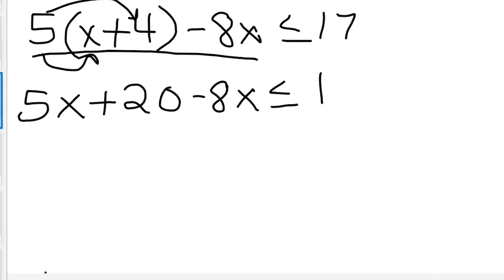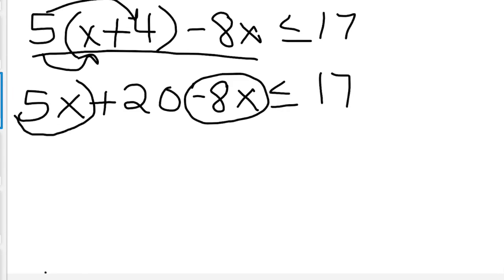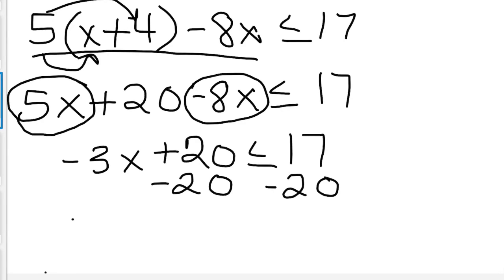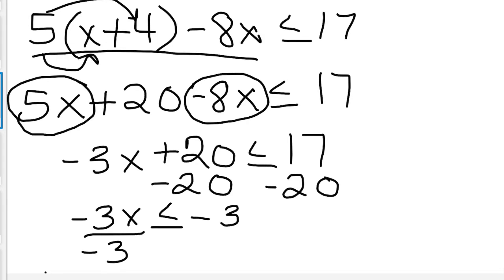We're still not ready to make zero pairs yet because we have 2 terms that are alike, and we can combine our terms. So we have 5x and we have negative 8x, which is negative 3x plus 20 is less than or equal to 17. You can minus 20 from both sides. Now we're making our zero pairs. And we have negative 3x is less than or equal to negative 3. Divide both sides by negative 3.